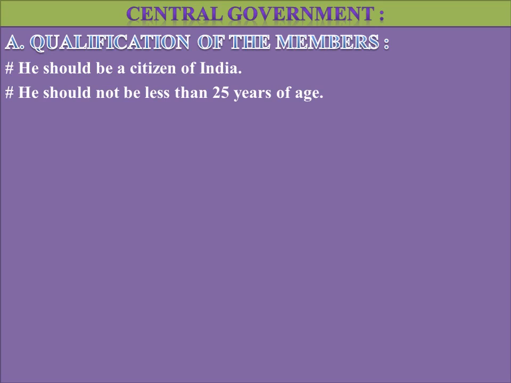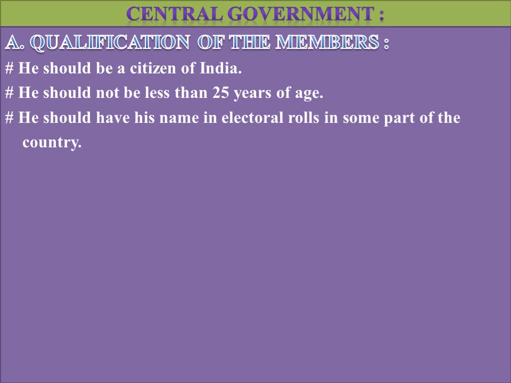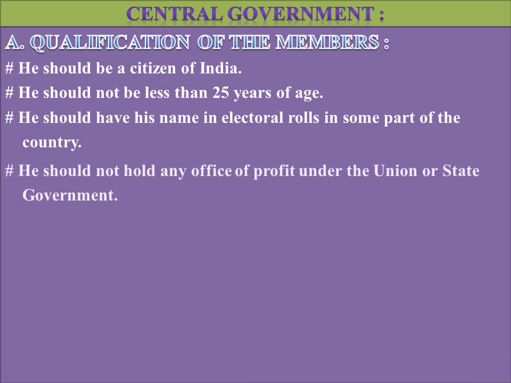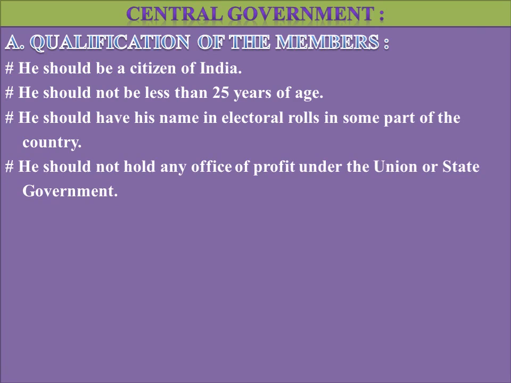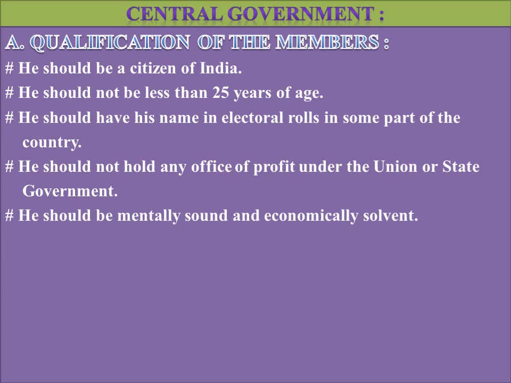The next qualification is he should have his name in the electoral roll in some part of the country. And the next is he should not hold any office of profit under the union or state government. The last qualification is he should be mentally sound and economically solvent.